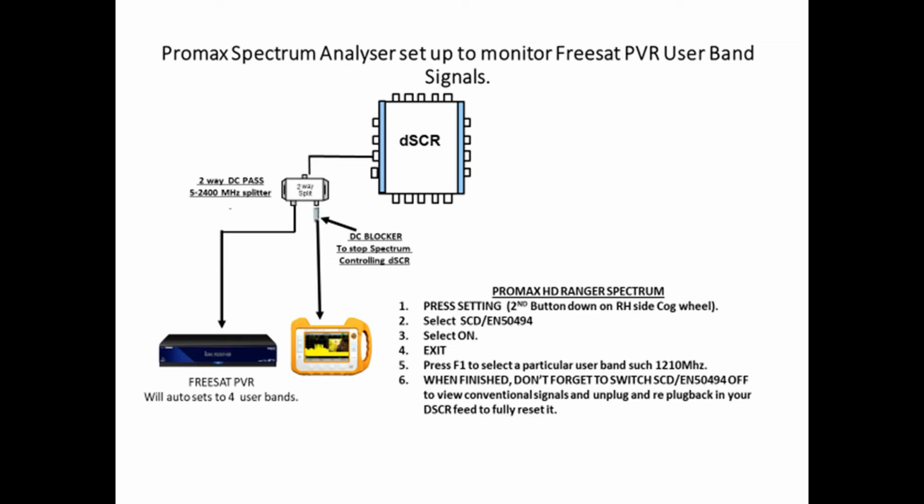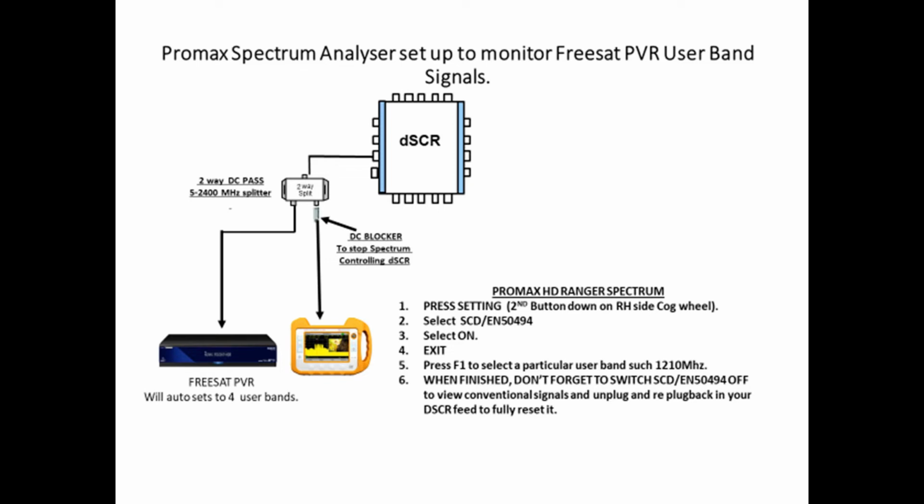If you're not sure what box is connected, whether it's the Sky Q box or a Freesat, you will see with a Freesat box there's always 4 user bands there. Even if you're not recording any programs, there will be 4 user bands. It's just the way they set the Freesat box up.